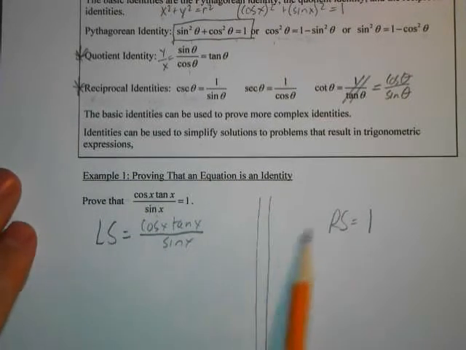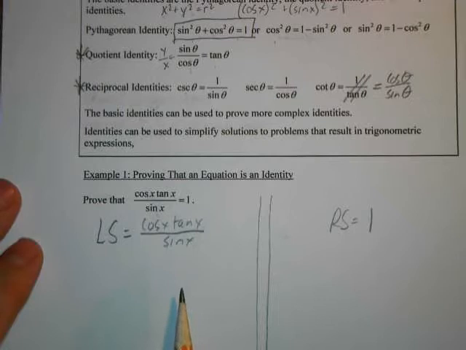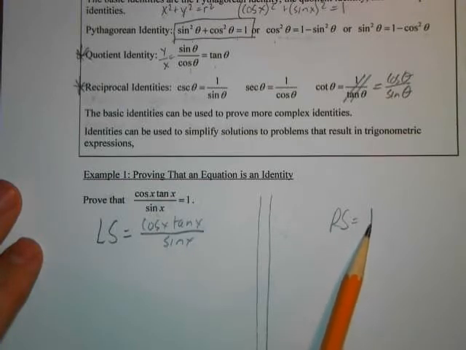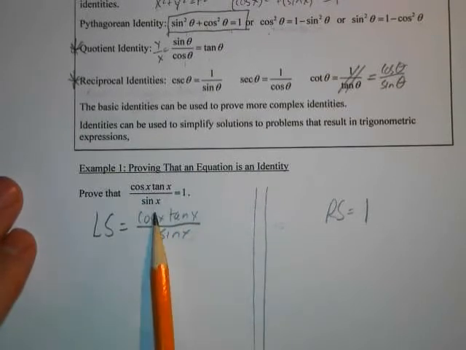So where do we start? The next key strategy is to pick the side that's most complicated looking, and that could be the most number of ratios, or more terms, or just something that looks harder to work with. In this case, this is really a no-brainer. There's not a whole lot I can do with 1, but there's a lot of simplifying and changing around I can do with the left side. So we're going to start with the left side and hopefully turn this, through the legal identities that we've talked about up here, into 1.